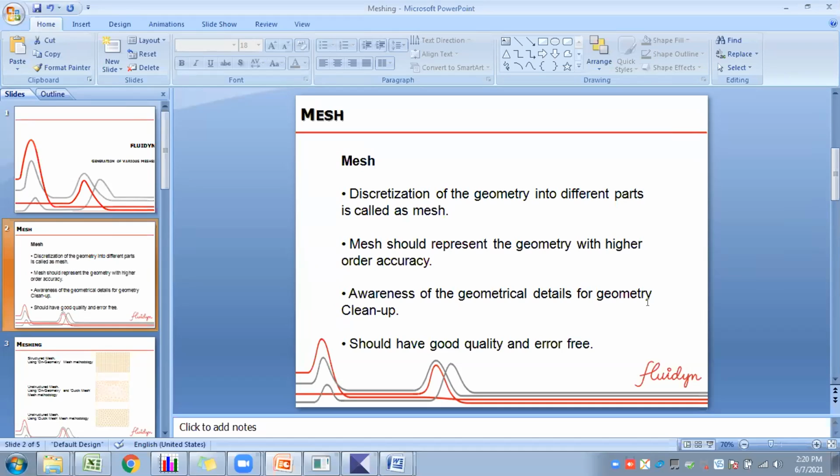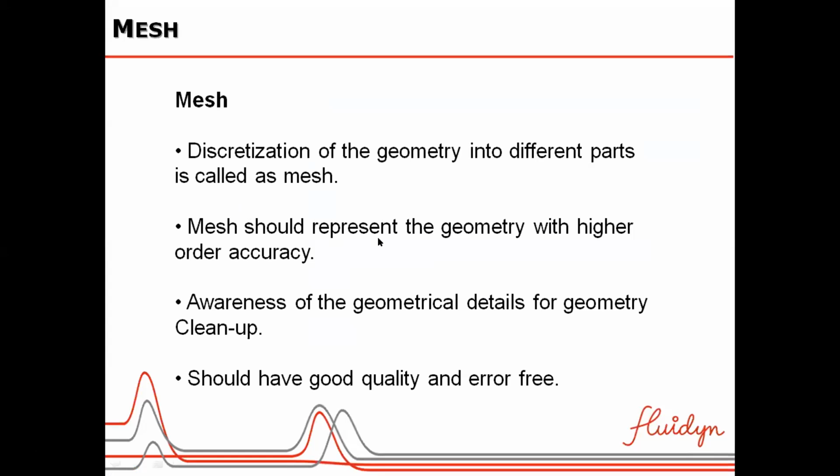A geometry as a whole, you can't analyze using a CFD software. Even though some new softwares are coming up with meshless methods, still 99% of the CFD community uses mesh for the analysis of their components. So as I told you, a mesh is a discretization of geometry. So what should the mesh be? A mesh should represent the geometry with higher order accuracy.